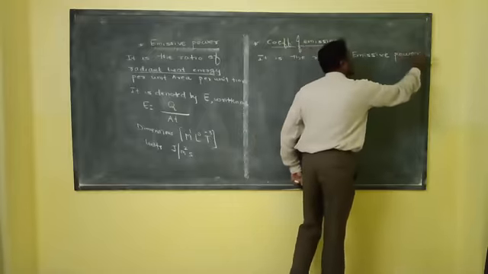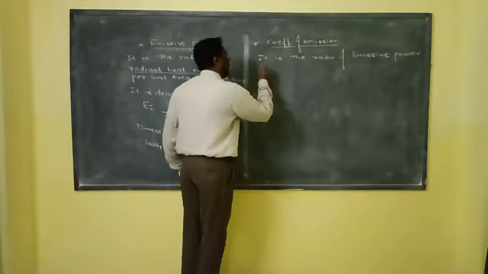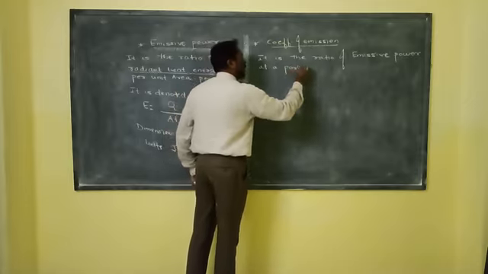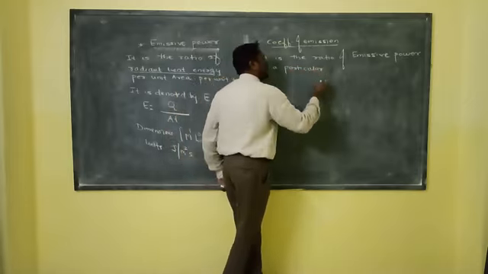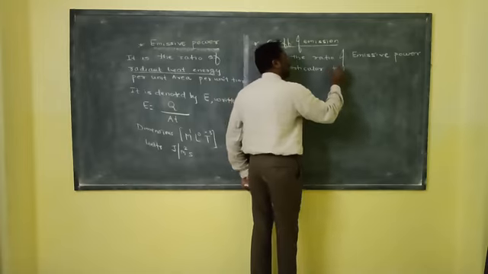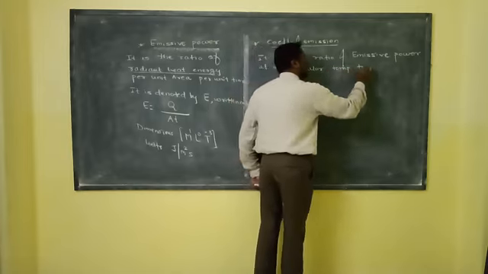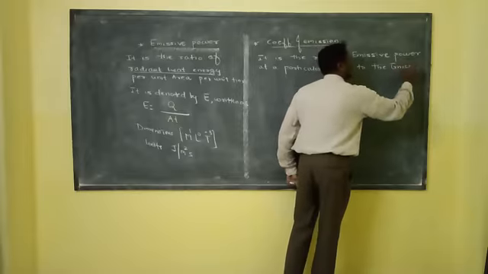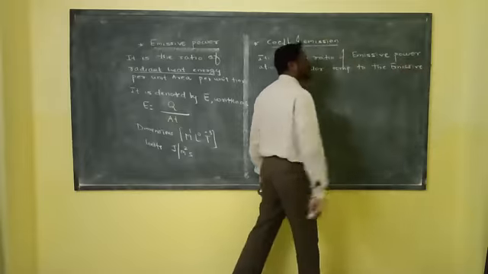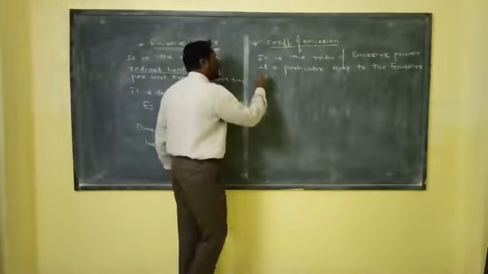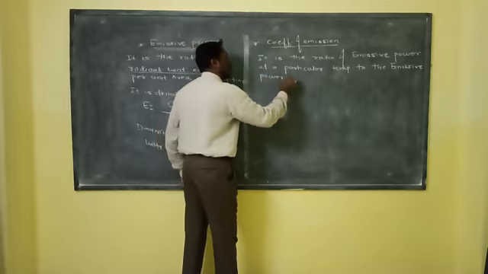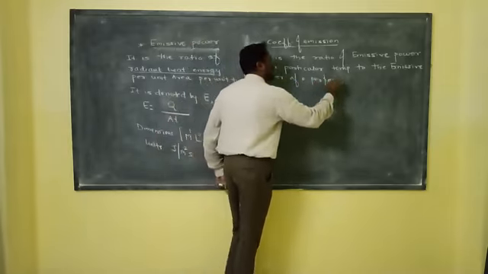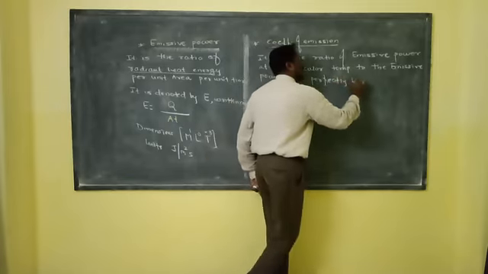It is the ratio of emissive power at a particular temperature to the emissive power of a perfectly black body.